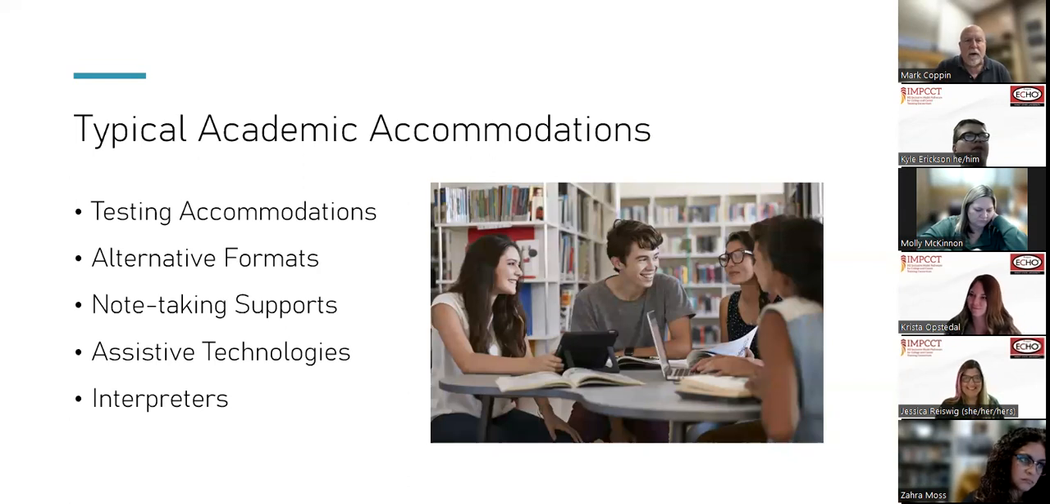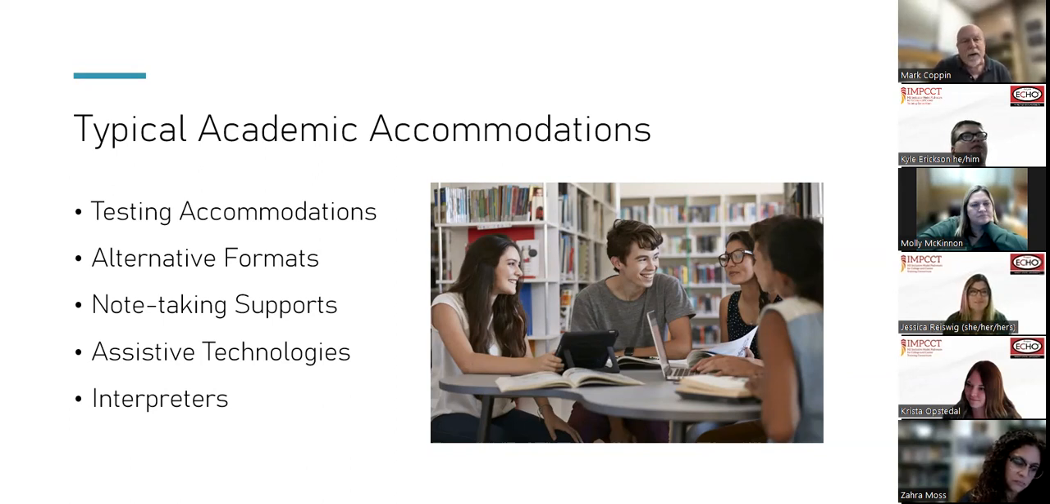So again, these are the most typical accommodations that we see at NDSU. And if you go to any campus, these are probably the same type of accommodations that you'll see most of the time that are given to students. Testing accommodations, and there are various different things we will do for testing accommodations. Quiet environments, we'll look at extended time for examinations and those types of opportunities for students to be in different environments when they take their examinations.